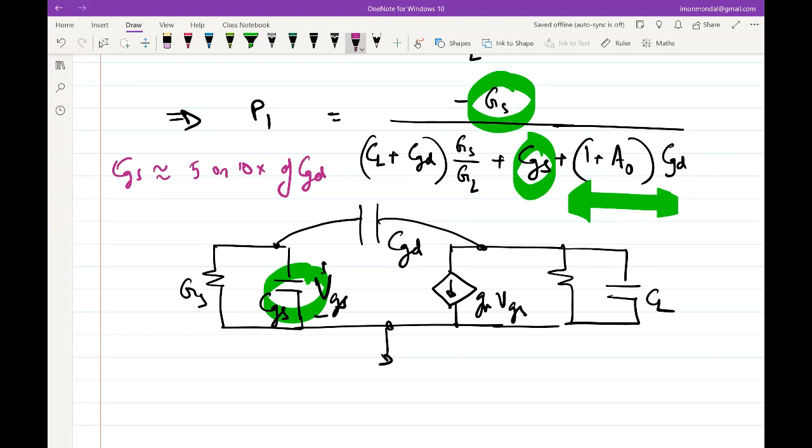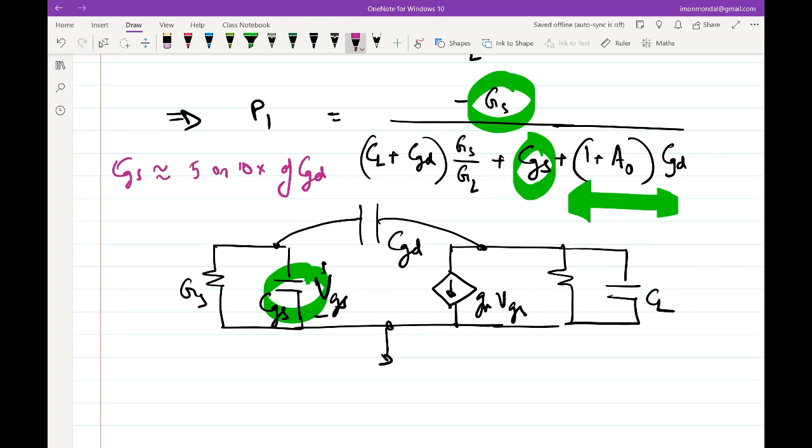You can skew your device in such a way that this assumption is not correct. But in general, this is a fair enough assumption to make, right? CGD is the overlap capacitance. CGS is the channel capacitance. We expect the channel capacitance to be much more than the overlap capacitance. So this is the typical range of CGS and CGD. A naught you expect to be very high.